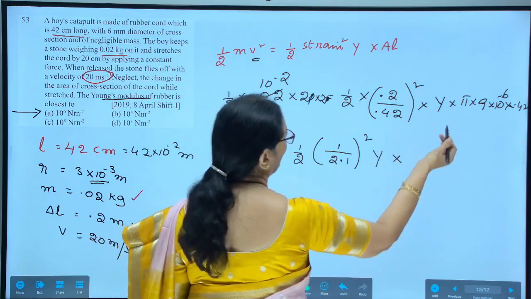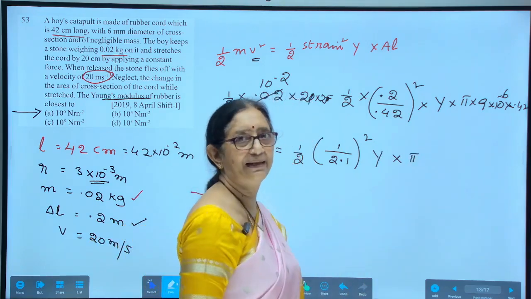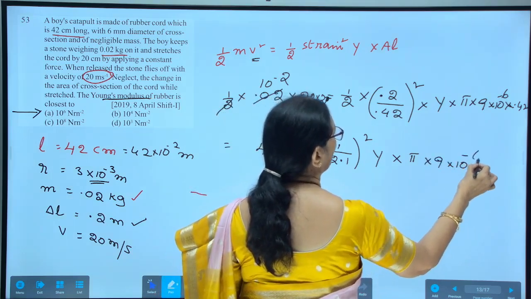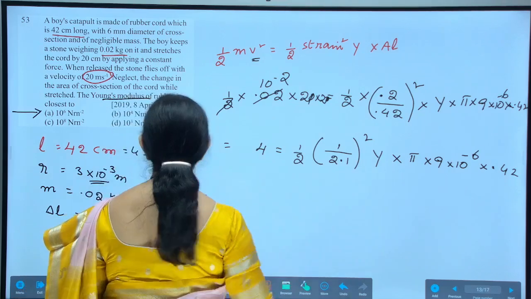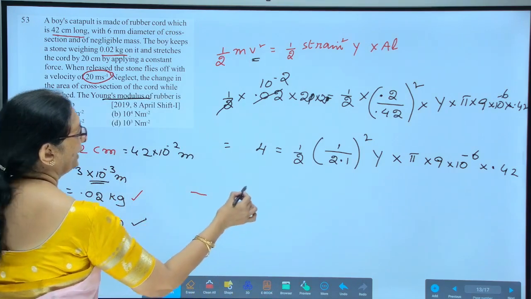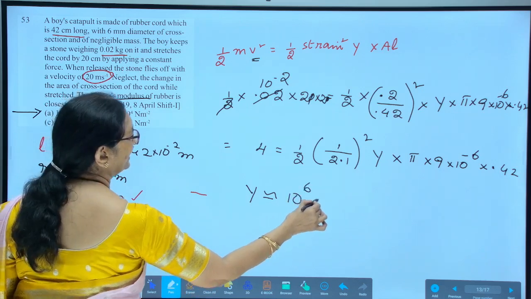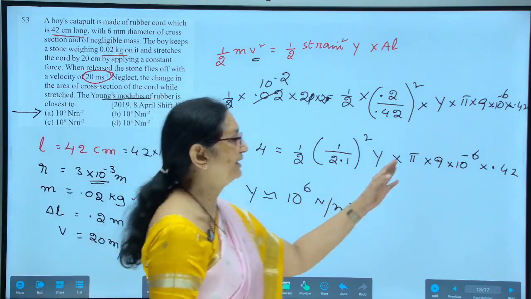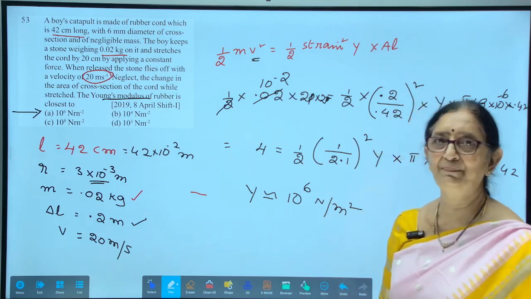Because we need to find it approximately, we can take pi as 3.14. 9 into 10 to the power of minus 6 into 0.42. Pi r square is about 9 into 10 power minus 2. On simplification, we are getting Y very close to 10 to the power of 6 Newton per meter square, or Pascal.